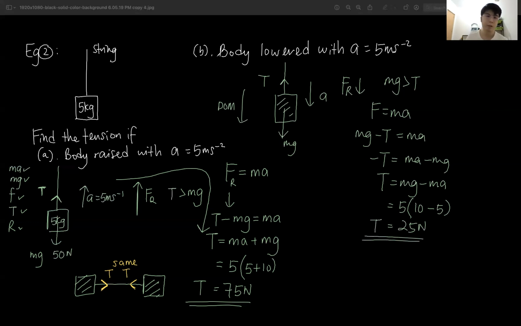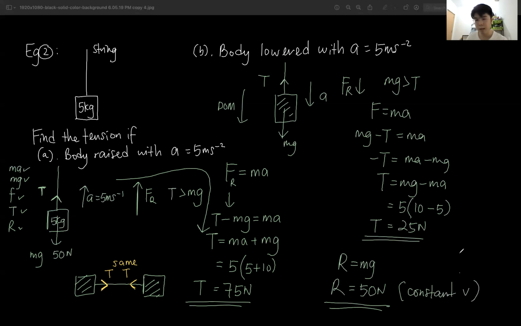What if the question says it is moving at constant velocity, up or down? Then T equals mg. So T would be 5 times 10, 50 Newton. This is when it is moving at constant velocity. Whether up or down, it is also 50.